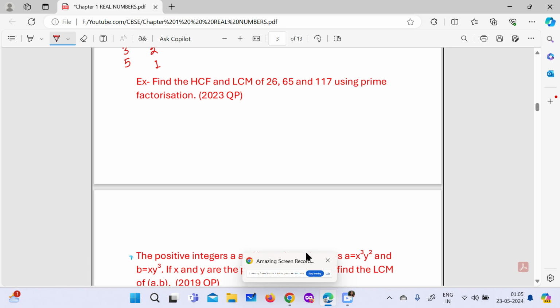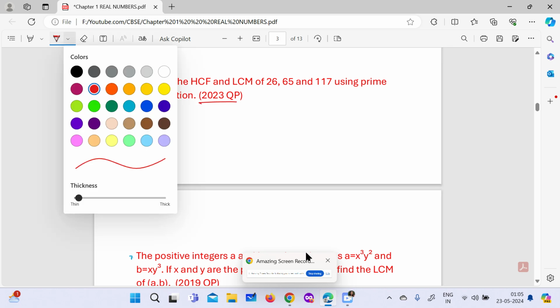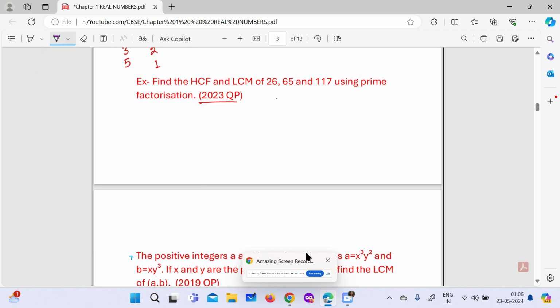Now, find the HCF and LCM of 26, 65, and 117 using the prime factorization method. And this question has come in 2023. So let's work on this. Your numbers are 26, 65, and 117.